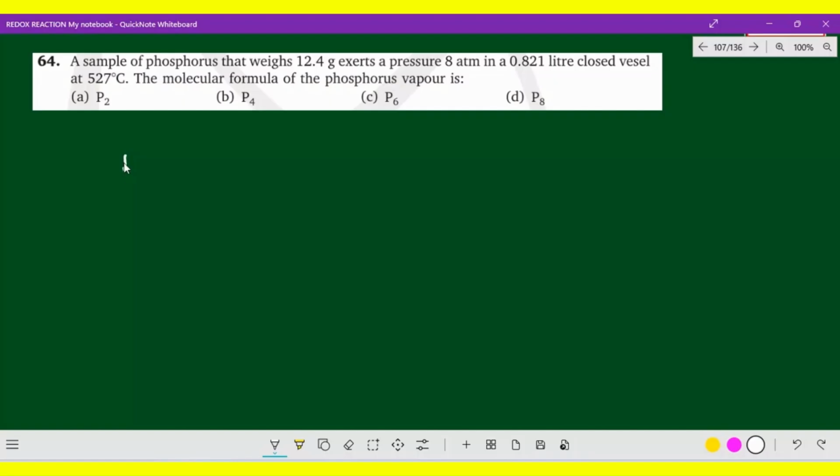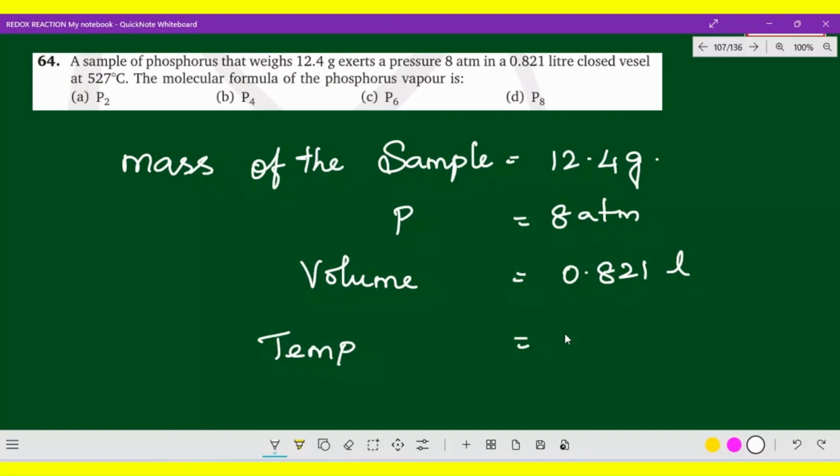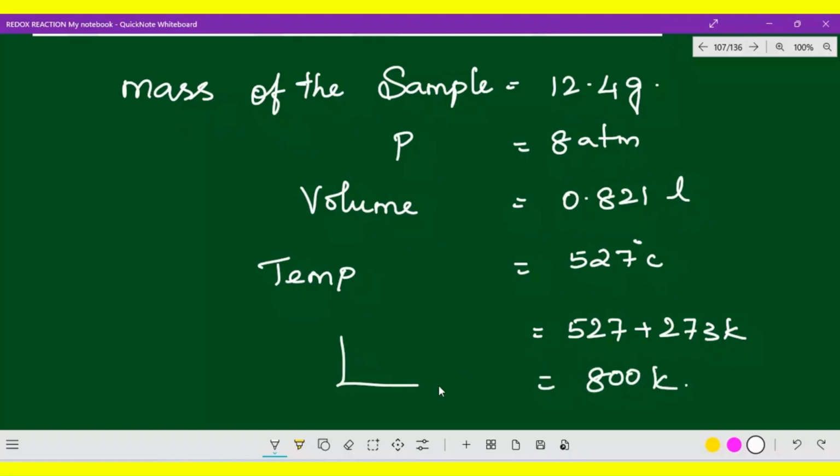Mass of the sample, how much is it? 12.4 gram. Pressure is 8 atmospheric pressure, and volume is 0.821 liter, and temperature is 527 degrees Celsius. So we have to convert it into Kelvin: 527 plus 273 Kelvin. Altogether you will get 800 Kelvin, so temperature is 800.